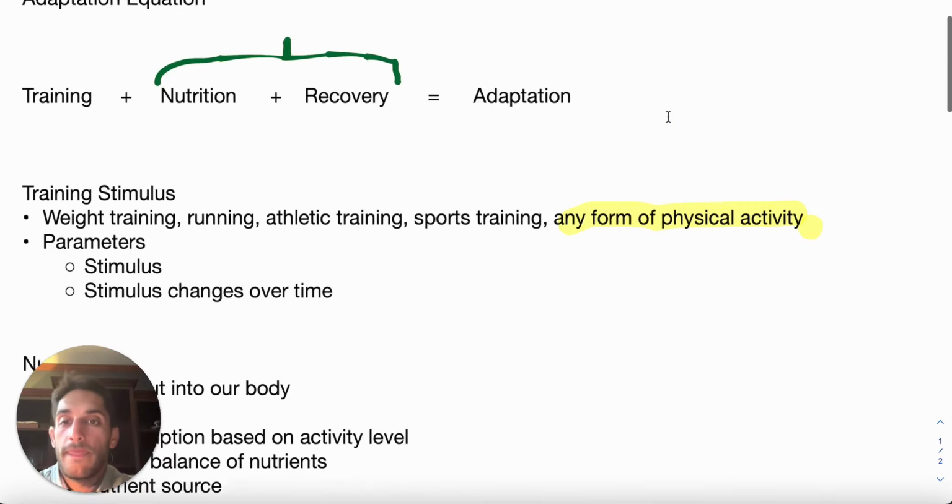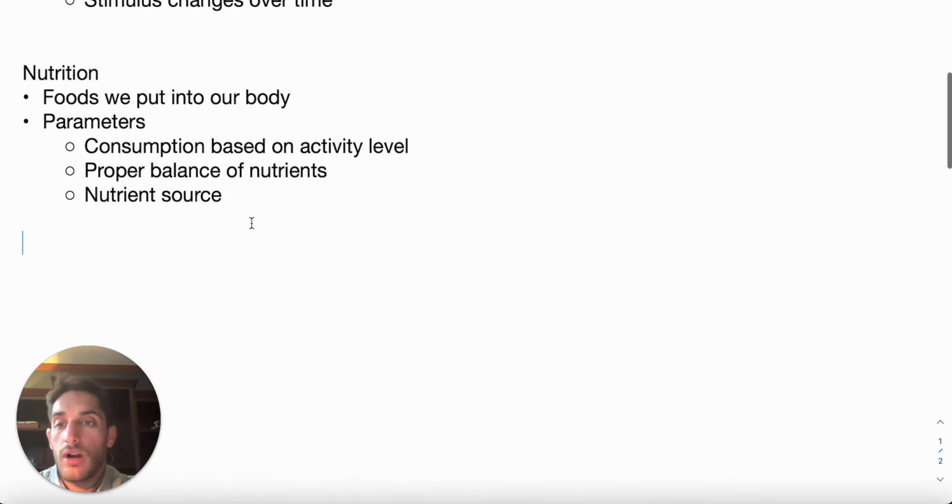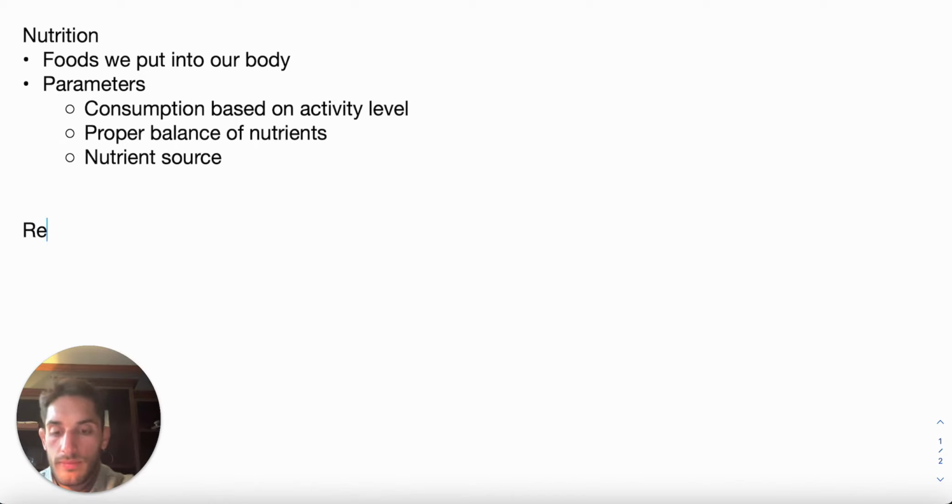So next we have recovery. This is essentially our sleep and active recovery. We'll touch on the different types first. The most important form is going to be sleep. Then we have active recovery.